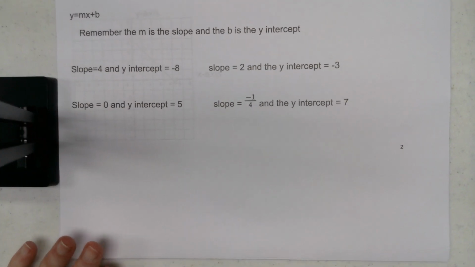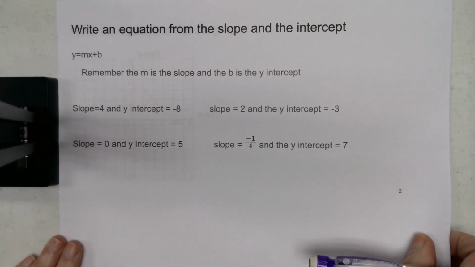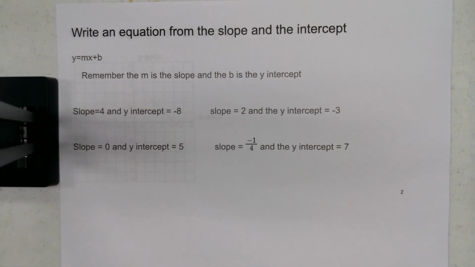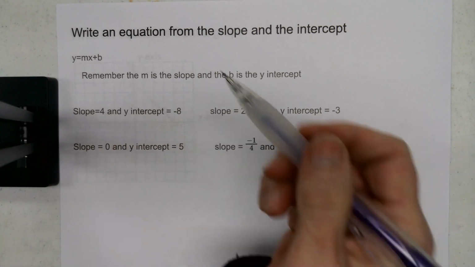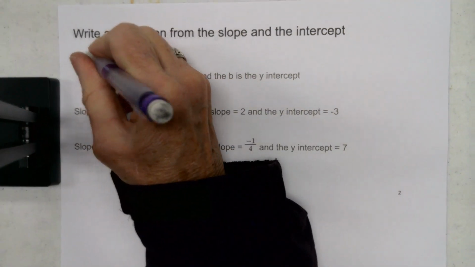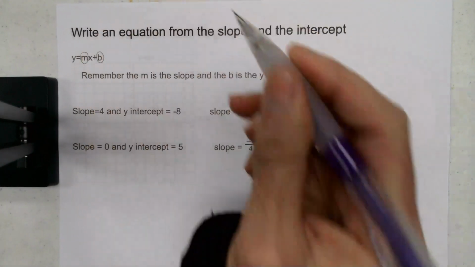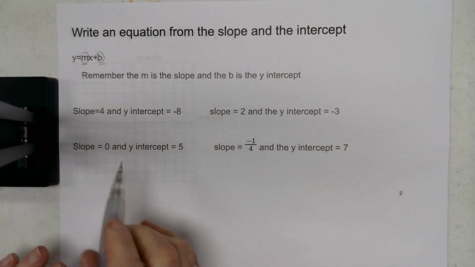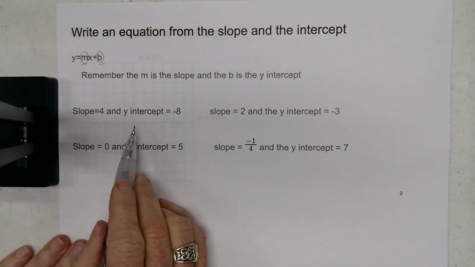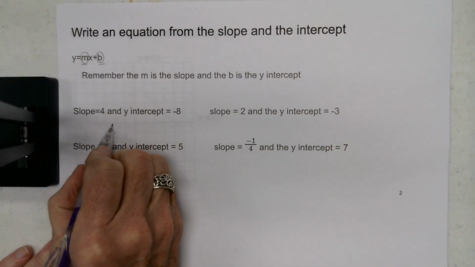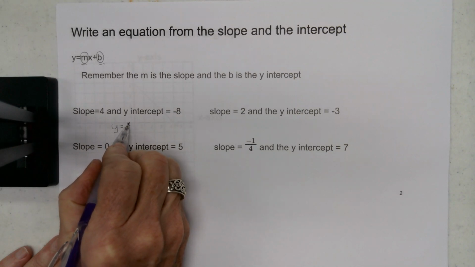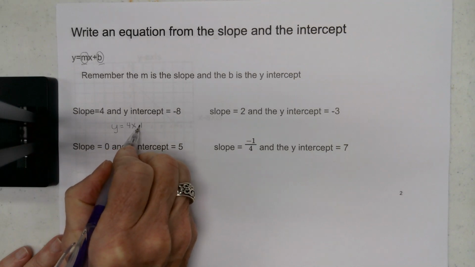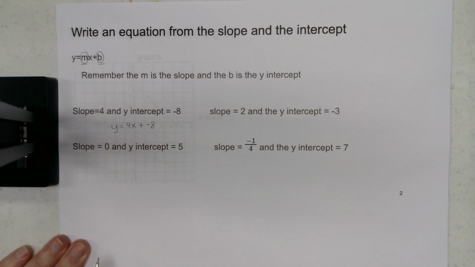If they give me this information, y = mx + b form is what I'm trying to put it into. Remember, this is your slope and this is your y-intercept. So you're basically filling in those two spots. If they tell you your slope is 4 and your y-intercept is -8, it's very easy to write the equation: y = 4x + (-8), and you've written your equation from that information.